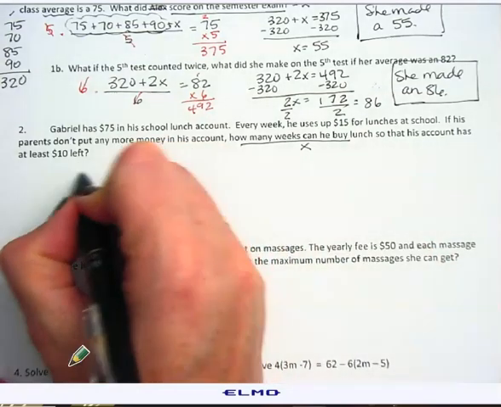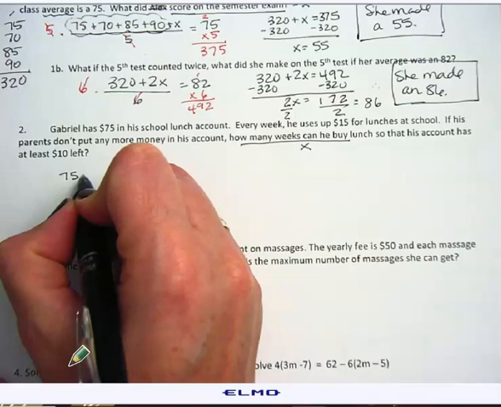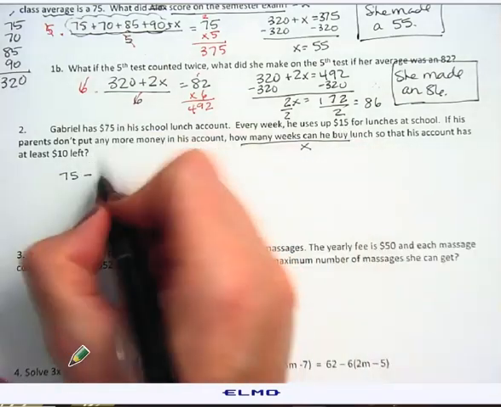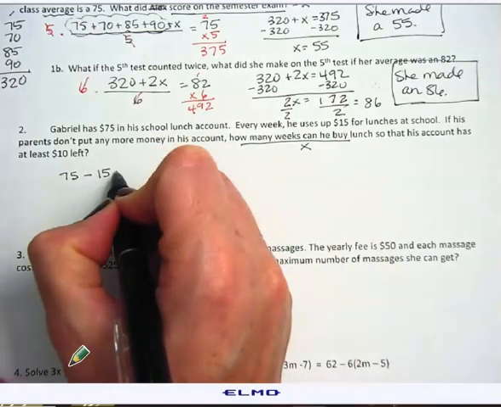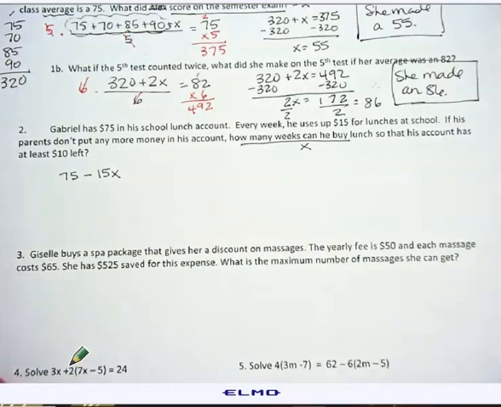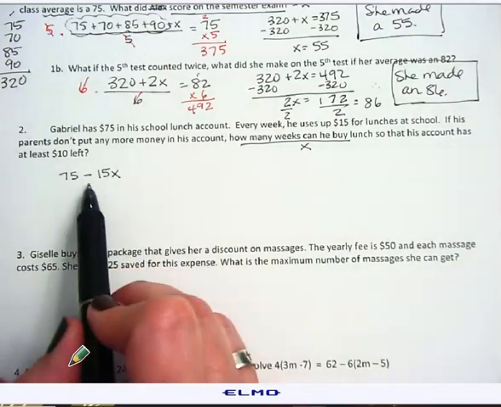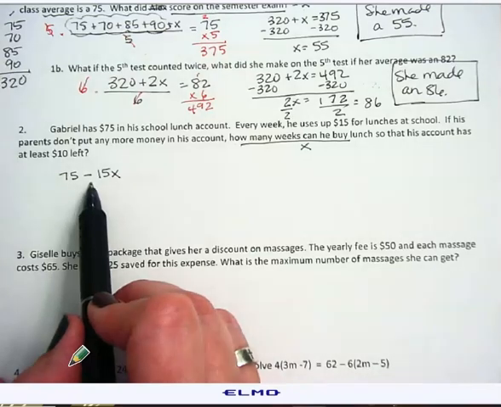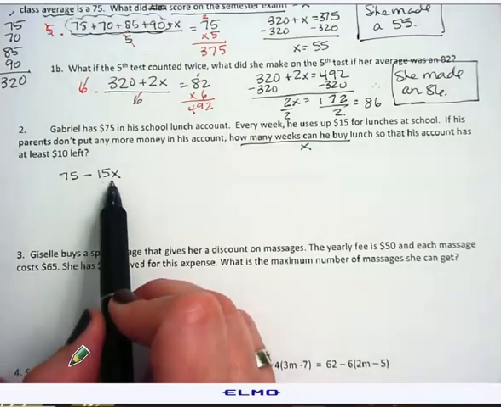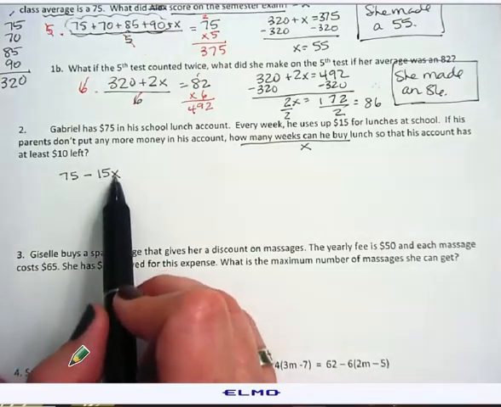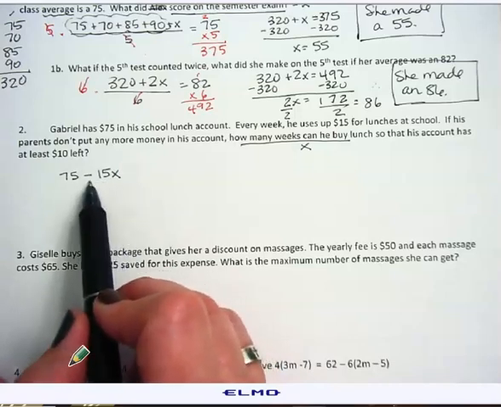So he's starting out with $75 and he's subtracting $15 every week. That means 15 times X. And this represents how much money is in his account at the end of a certain amount of weeks. So if it was 1 week, we'd subtract 15, 2 weeks, we'd subtract 30. So this represents how much money is in his account right now.